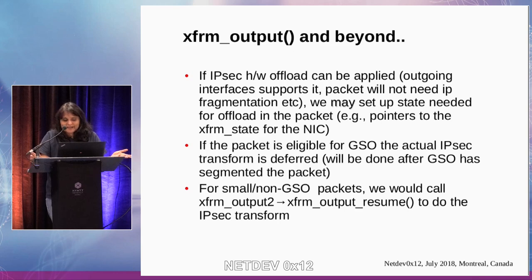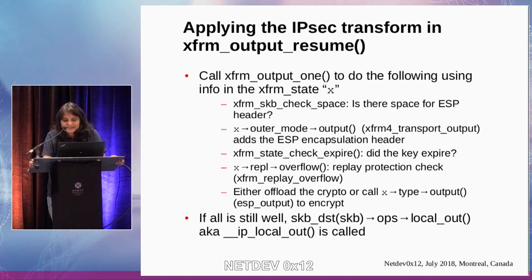But we have a simple UDP packet. We're not doing any of these fancy performance features. So where we will end up is in XFRM for output resume. And this is where we actually do all the IPsec stuff. So XFRM output resume will call functions that check if there's space for the ESP header, add the encapsulation header, check for key expiration, and check for replay protection. And if everything is fine so far and we're not offloading the crypto, we actually do the ESP output, encrypt, and now we have the encrypted packet.